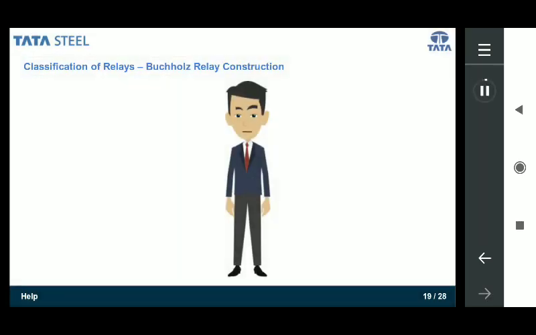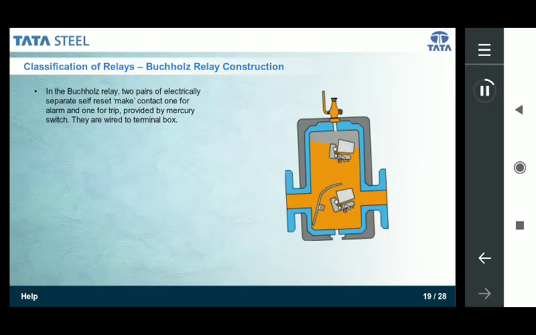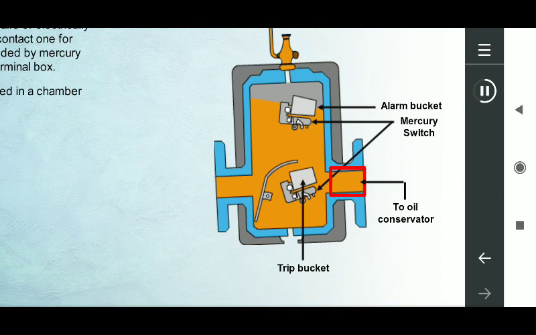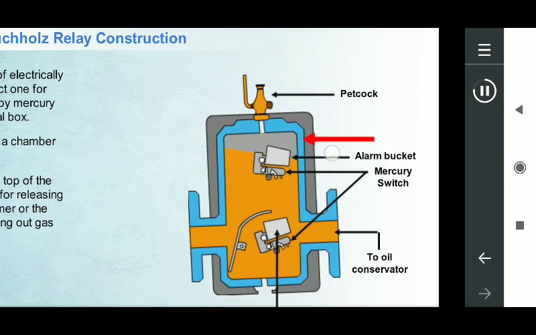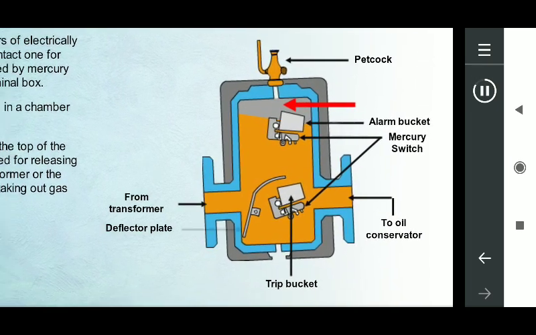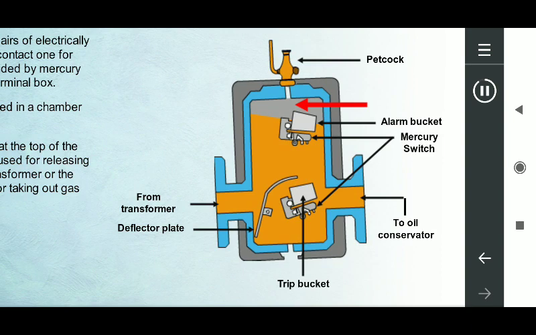Let us take a look at the cross-sectional image of the Buchholz relay. As you can see, there are two pairs of electrically separate self-reset make contacts, one for alarm and one for trip, provided by mercury switches. They are wired to a terminal box. The working parts are housed in a chamber with an oil sight window. There is a pet cock provided at the top of the relay. These pet cocks are used for releasing all the air trapped in the transformer or the relay. It can also be used for taking out a gas sample.